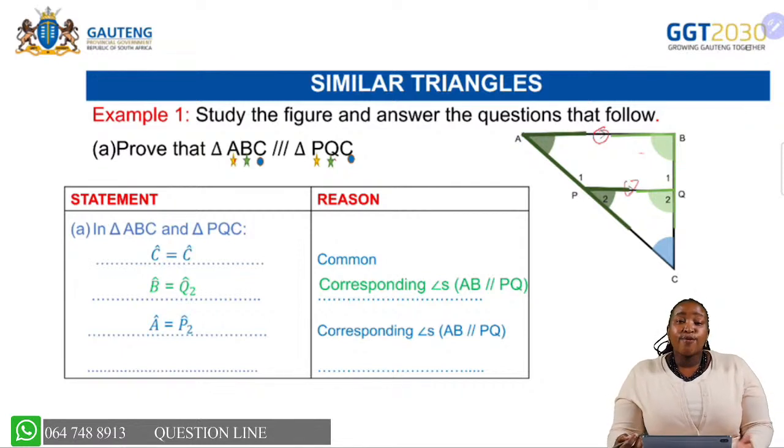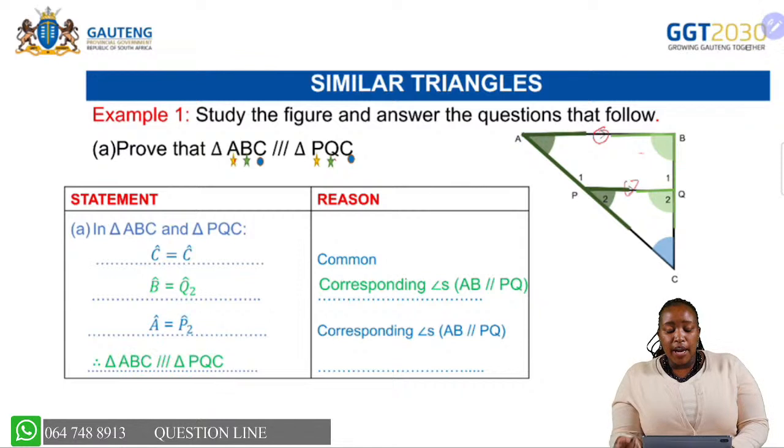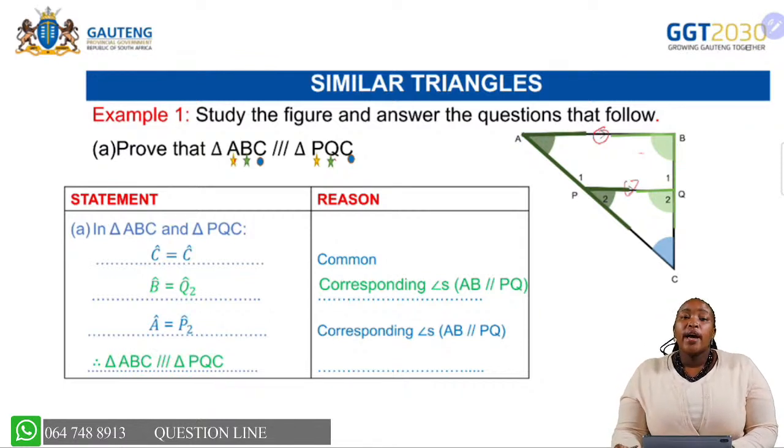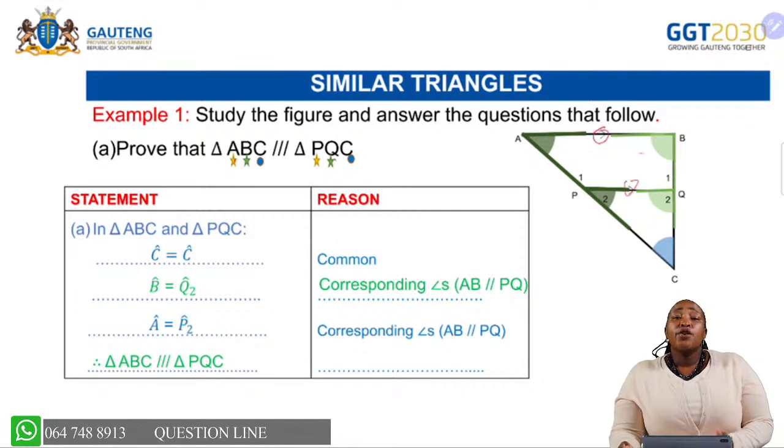Right. Now the final step, when you're asked to prove that something is similar to something else, in your final step, that's what you need to state. You need to state what you have proven, right? Therefore, triangle ABC is similar to triangle PQC. And what would be your reason? Your reason is that you've proven three angles equal, so angle, angle, angle.